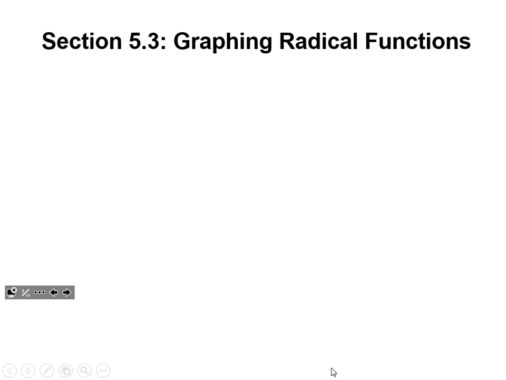Welcome to Algebra 2. This is section 5.3. We're graphing radical functions today.